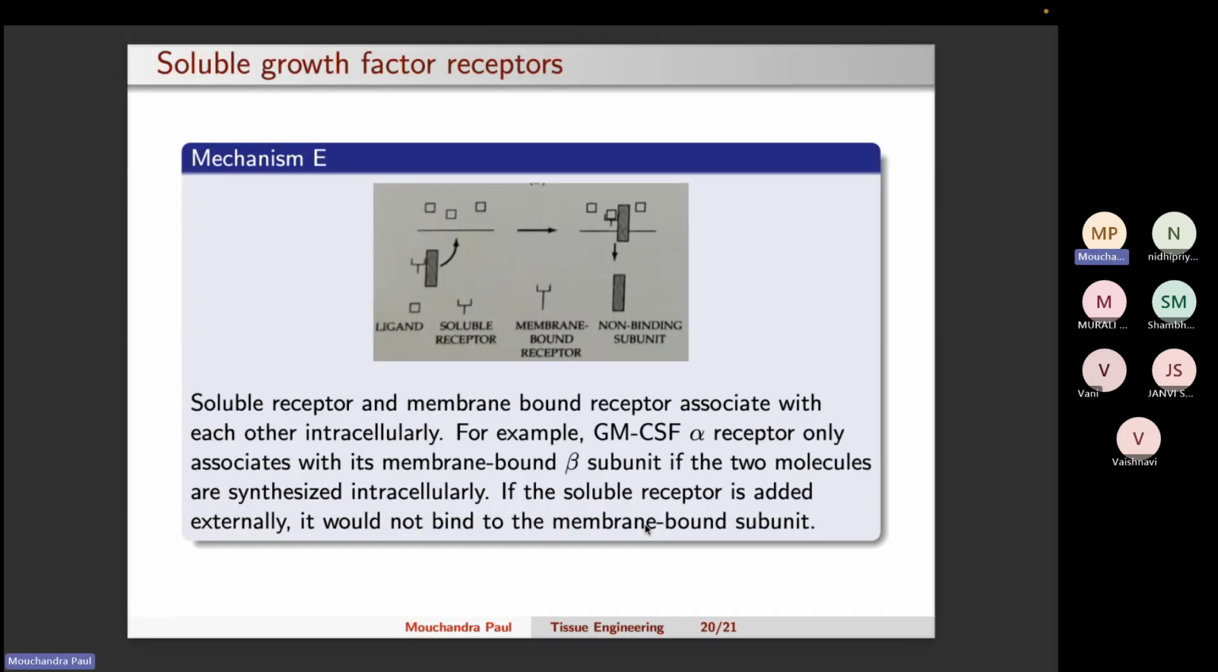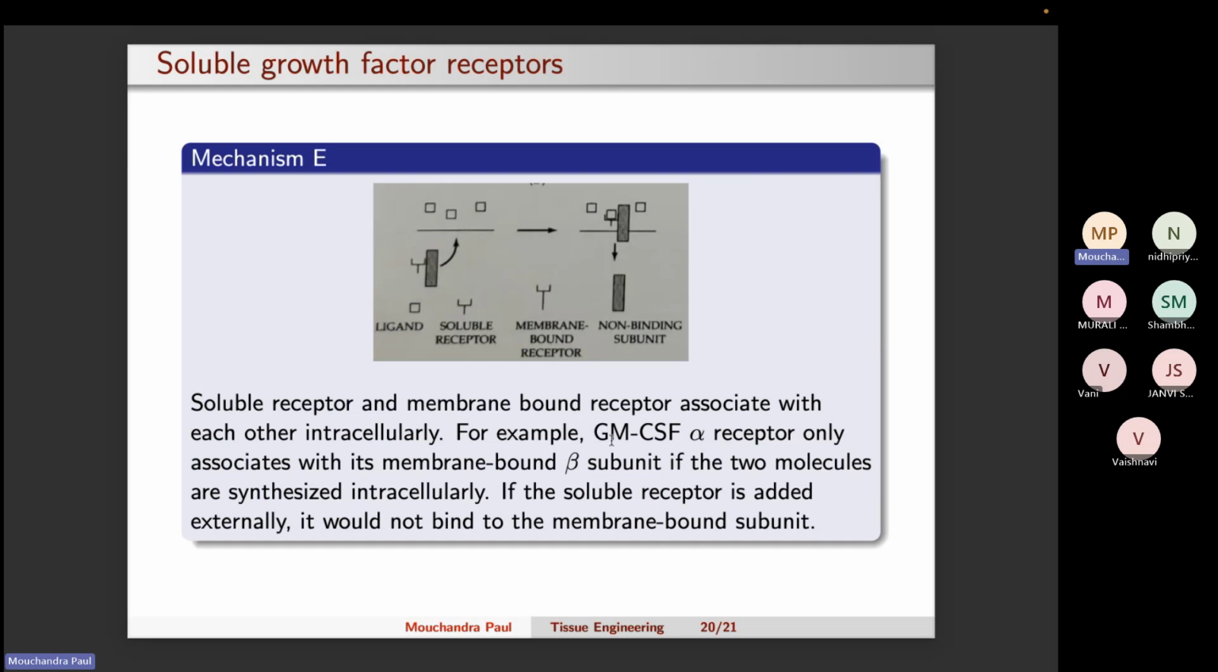and there is another mechanism where signaling will happen if and only if the soluble form and the membrane bound form are synthesized together. Okay, and together they are transported to the cell membrane. If it happens like this, the cell will be able to respond to the incoming signal. A very good example comes from GM-CSF, the colony stimulating factor of granulocytes and macrophages. This is a growth factor molecule. The receptors for this growth factor molecule are alpha receptor and beta receptor. So these are two types of receptors for this particular growth factor molecule.